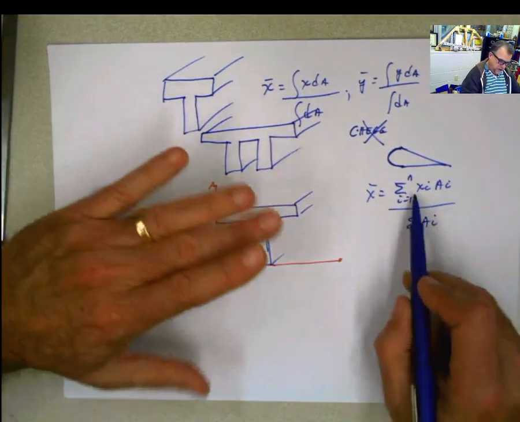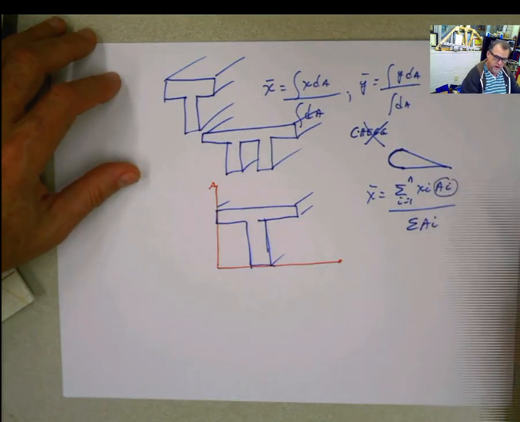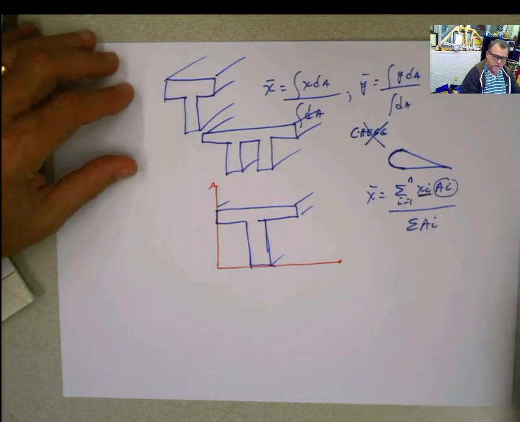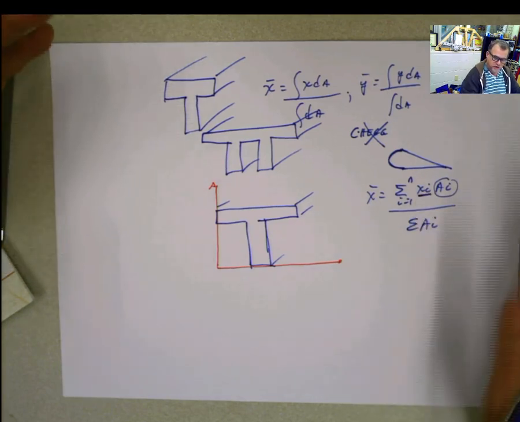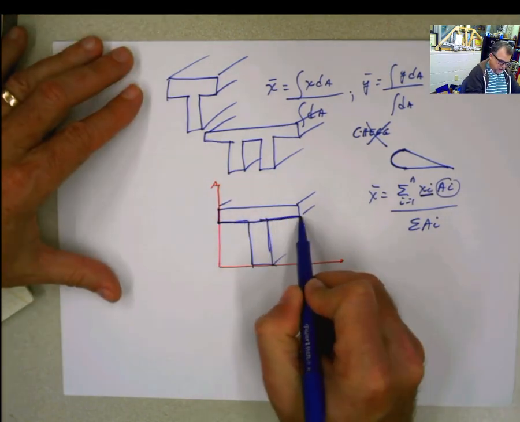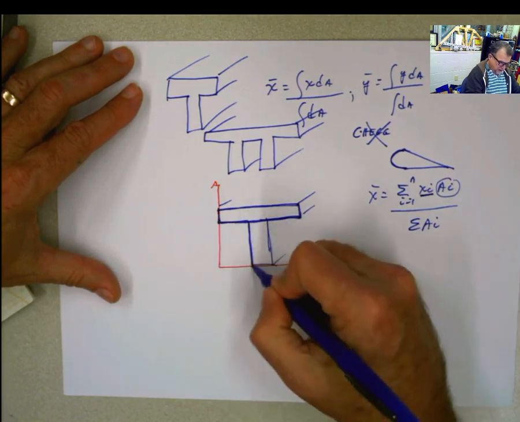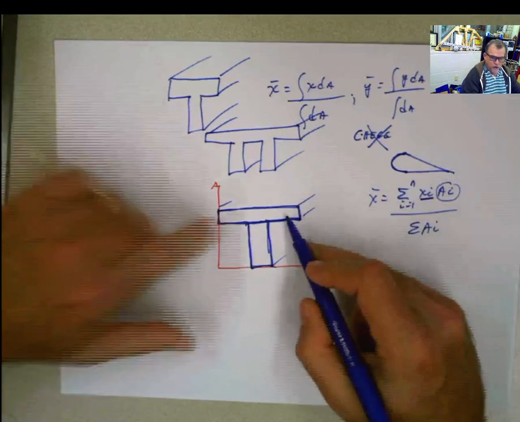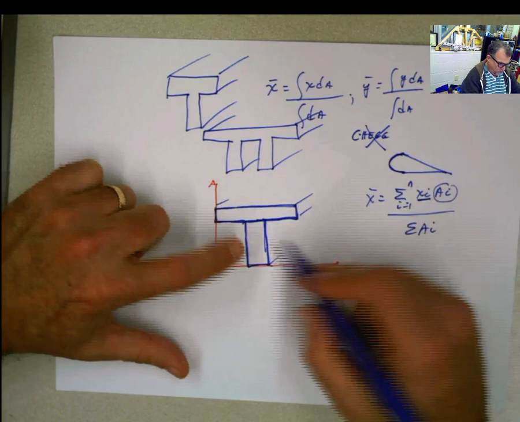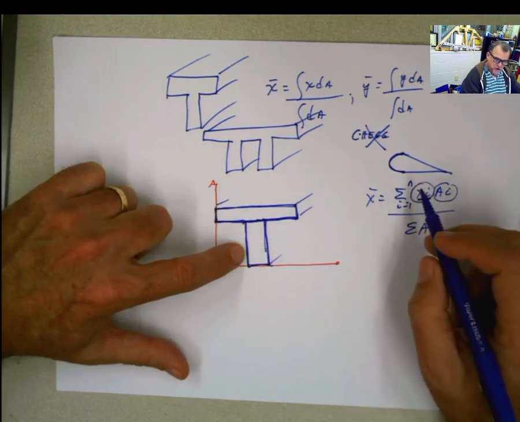What this formula is telling me, basically, is that I'm going to have a bunch of parts, pieces, of that shape with a known location of the centroid for each one of those pieces. So what if I take this and I say, you know something? This is basically two rectangles. I can say this is one rectangle, and this is another rectangle. Do you know the area of a rectangle? Of course you do. It's b times h.